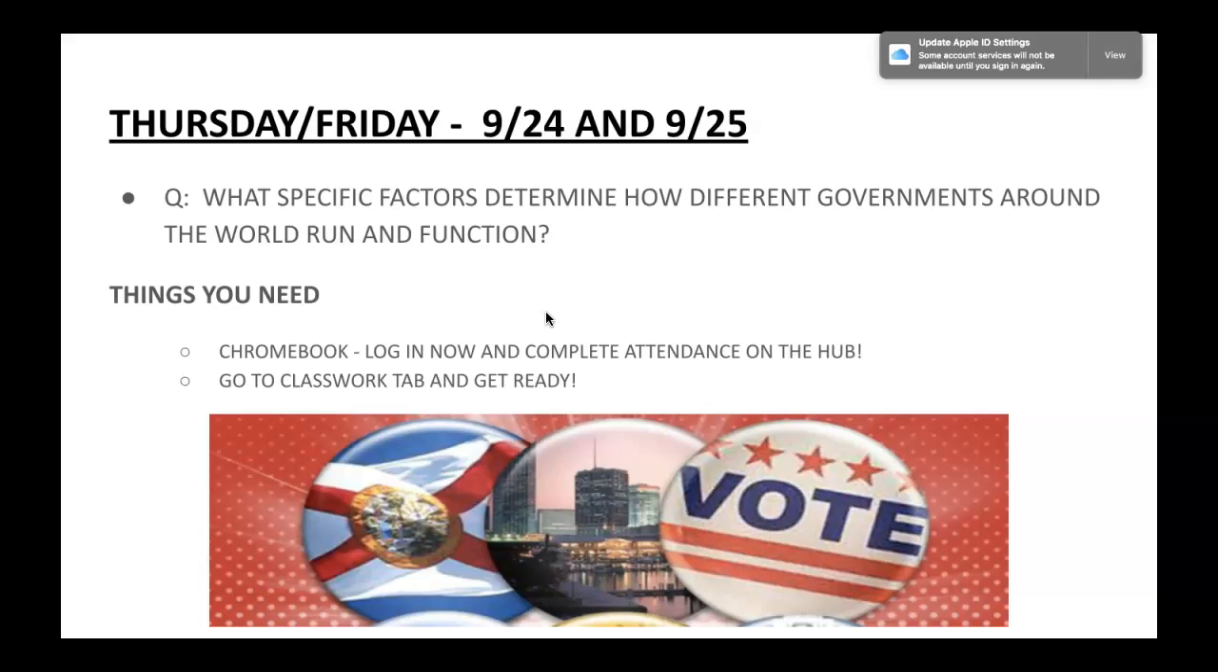Before I show you the answer, just think about this. Why is it that the United States government runs and functions totally different than, say, the Japanese government and maybe the Chinese government and the Russian government and the British government? Even though we might be allies of sorts, we all have different governments. So understanding the key differences here is really what I'm getting at.